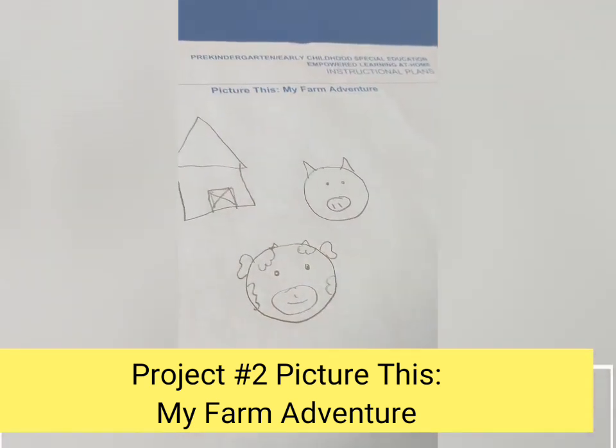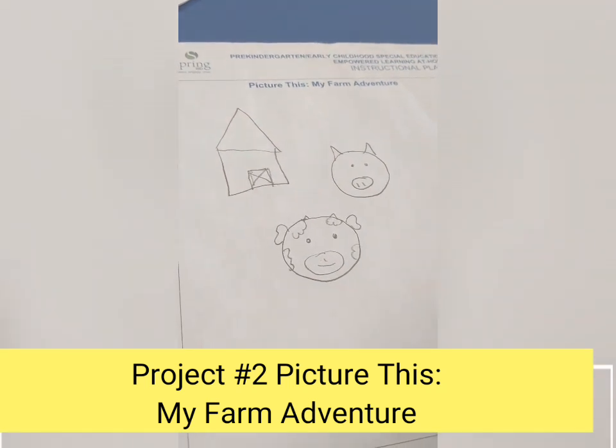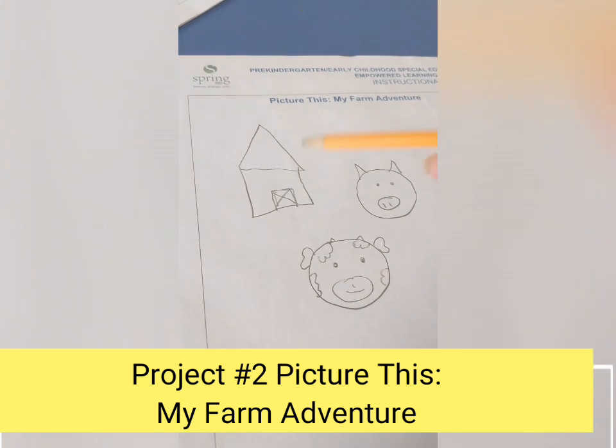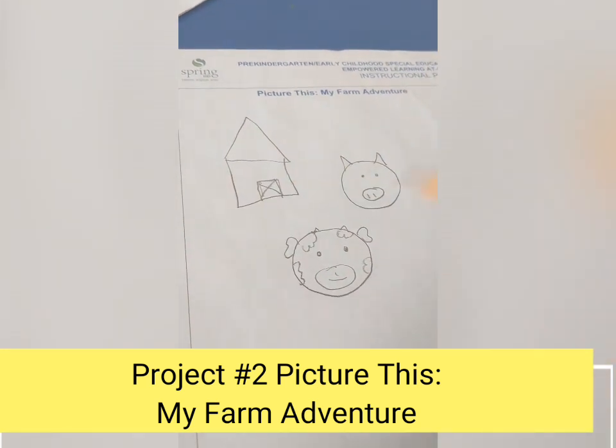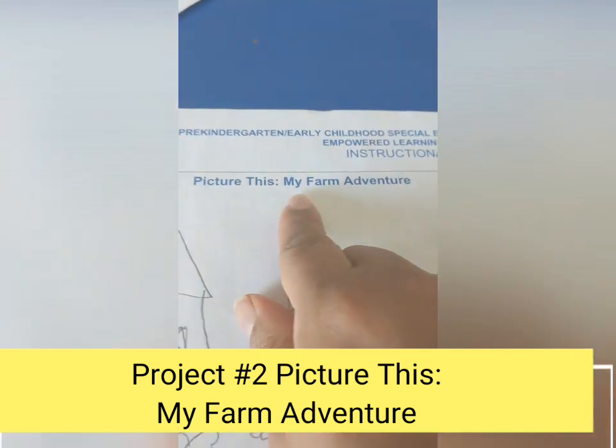You can draw trees, you can draw grass. Whatever your child wants to draw in the farm, that's their choice. Make sure that they draw about the farm. You have the farm, and you can draw farm animals. So that's project number 2, picture this my farm adventure.